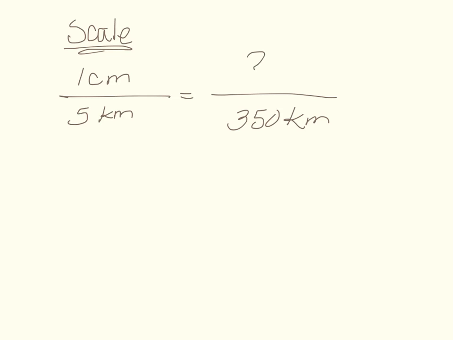So there again is my missing value. And this is where I would cross multiply 1 times 350. And then I divide by the third number that's there to find the missing number. All right, so that's exactly the same thing, but in this case, I'm using it for changing scale on a map.